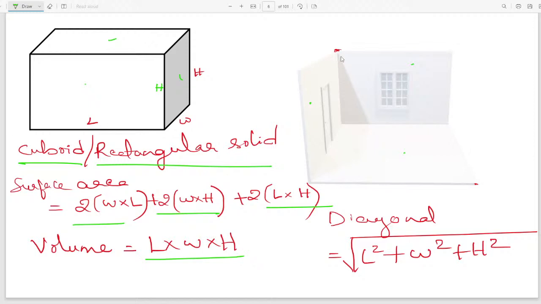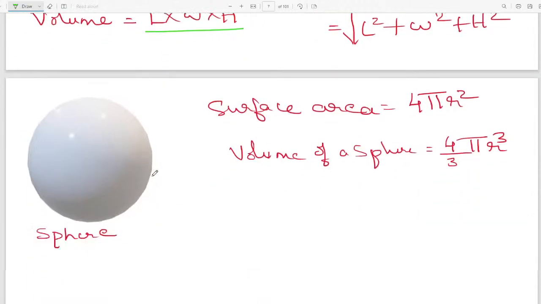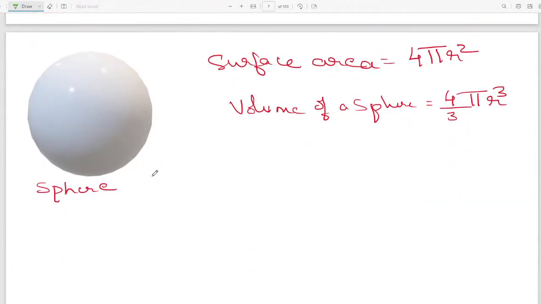Then the diagonal is nothing but if you draw a line from this point across the room to this point, this would be the diagonal. And the diagonal length is given by root of L square plus W square plus H square. If you take the root, you would get the diagonal. This is for the cuboid or the rectangular solid. Then there is sphere. This is a ball, and the surface area of a sphere is given by 4 pi r square, and the volume of a sphere is given by 4 by 3 pi r cube. This is the volume of a sphere.